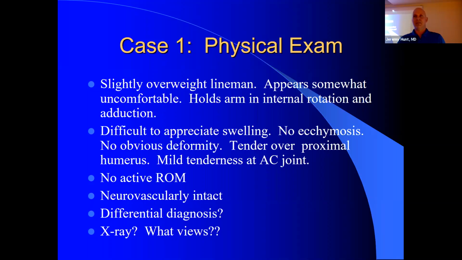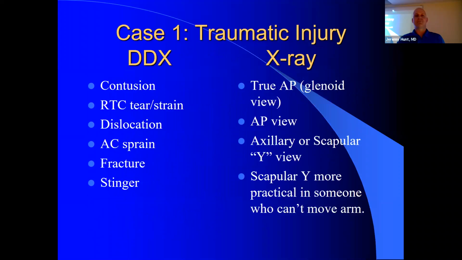Okay, so yeah, an AP view. You can get a dedicated view down the AC joint, but not typically one that I order. So you've got two views ordered. Anything else? Anybody have any thoughts? Okay. The third view that we usually get is called a glenoid view. We'll talk somewhat about the position of those as we go through here. So differential diagnosis, everybody hit most of those things.